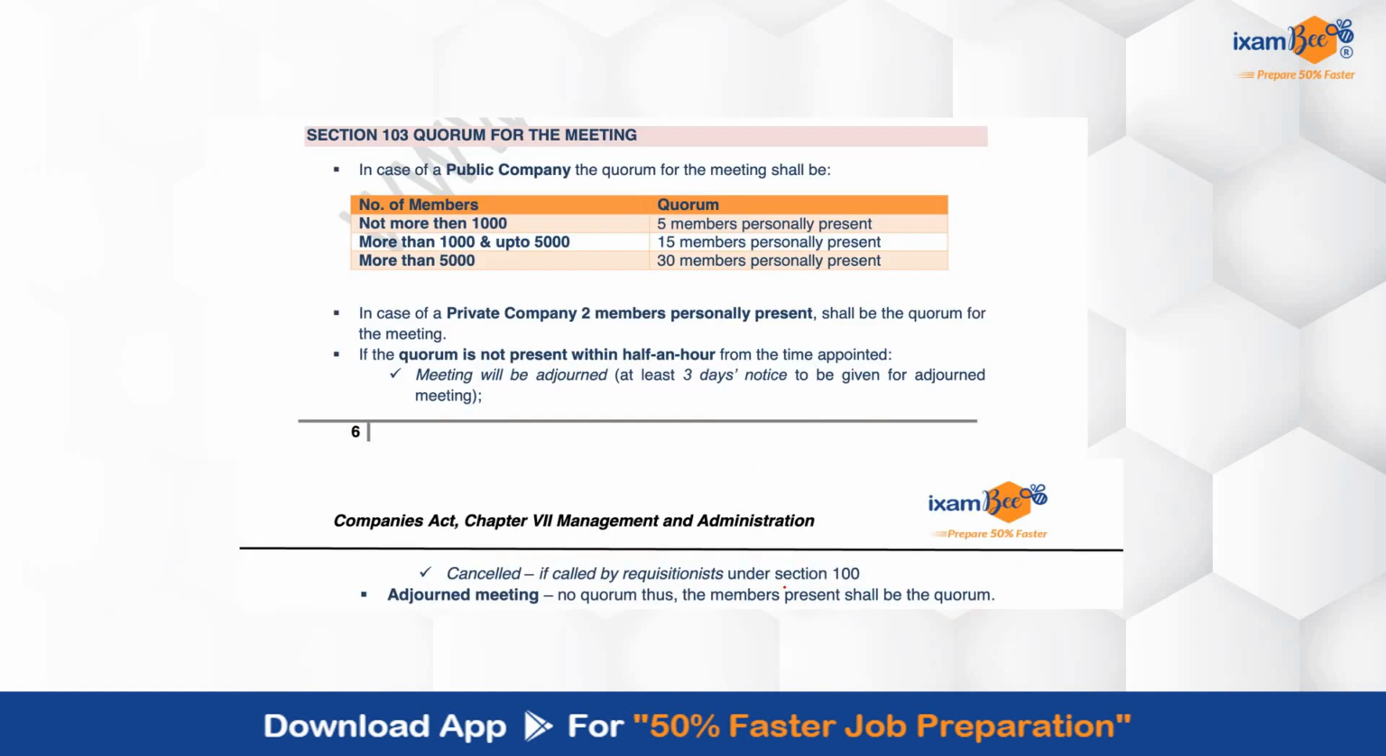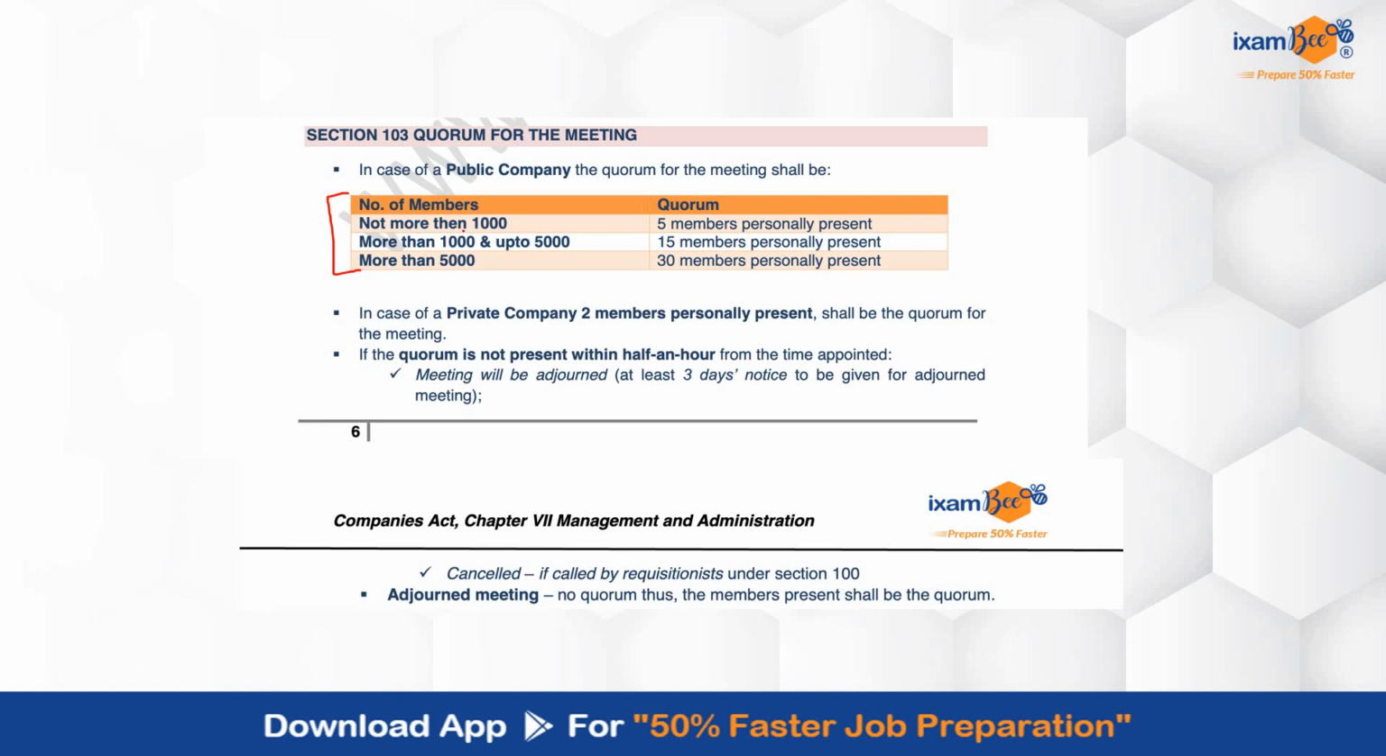Now quorum for the meeting. What is quorum? Quorum आप कह सकते हो वो minimum number of members जो कि required है, उनका presence required है meeting में for the meeting to be a valid one. The minimum number of members who are required to be present in the meeting, which will make a meeting a valid one. So अगर public company है, so there are certain requirements with respect to the minimum number.